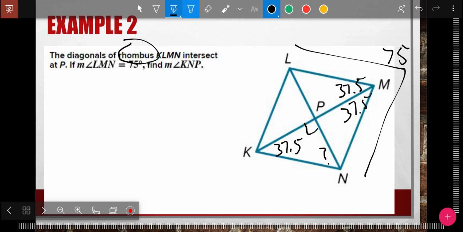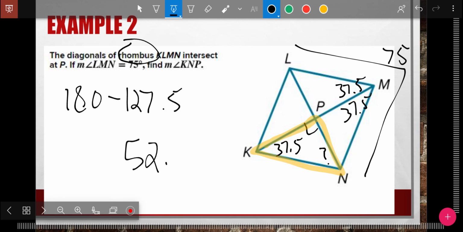And then I'm just focusing on the fact that I have a triangle. So not focusing on the whole thing. My triangle right there is 180 degrees. So I have 180 minus 127.5, right, is 52.5 degrees.